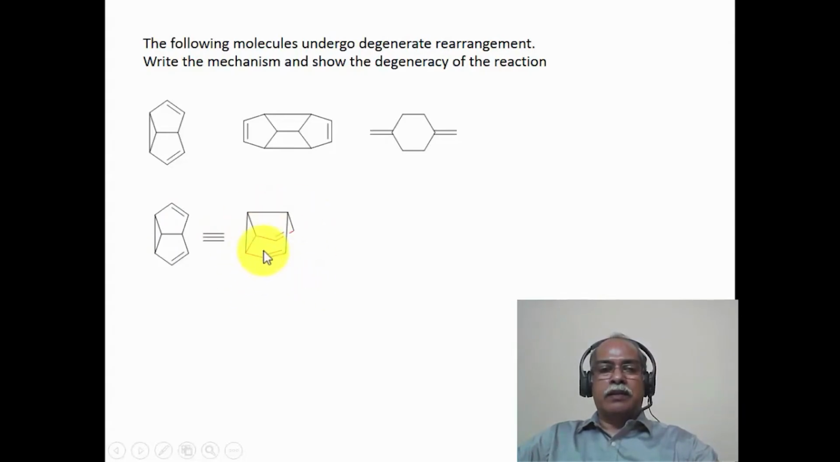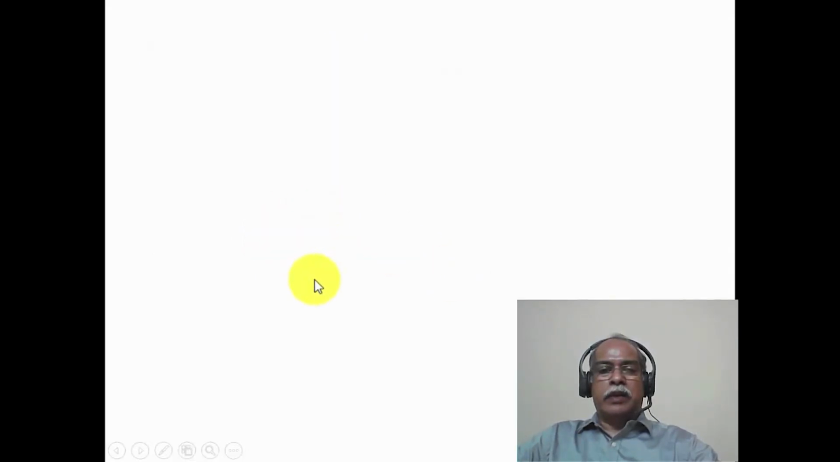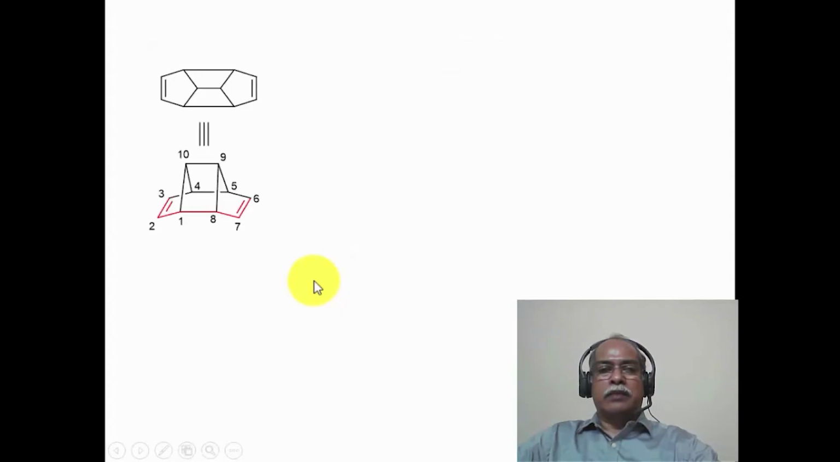This is like a divinyl cyclopropane derivative, so it can undergo 3,3 sigmatropic rearrangement with the formation of a carbon-carbon bond between these two carbons. The 3,3 system is shown clearly in the red ink color. So the 3,3 sigmatropic rearrangement is what is taking place, and the starting material and products are essentially the same. That is why it is a degenerate molecule. So that is the purpose of this reaction, to be shown to be a degenerate molecule in this particular case.